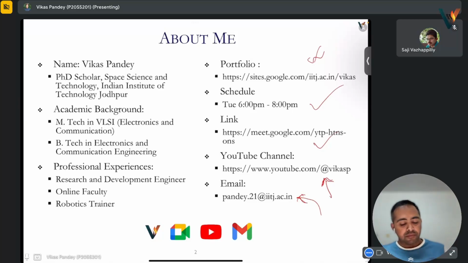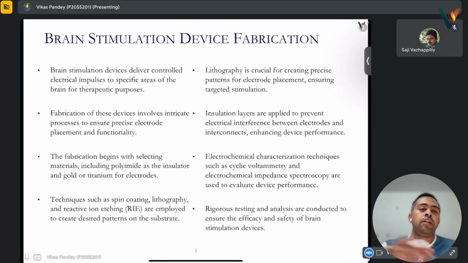Fine. So let's start, in continuation, with the brain stimulation device. We are discussing the brain stimulation device fabrication. Do you remember what brain stimulation is and why it is being used?